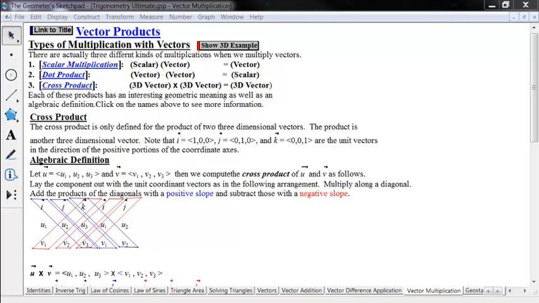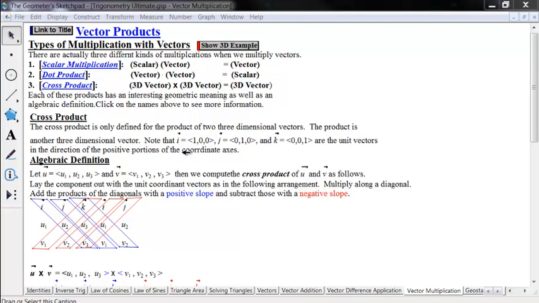Now, the first thing I want to talk about is these unit vectors. The vector i is the vector 1, 0, 0, j is 0, 1, 0, and k is 0, 0, 1. So they point along the positive parts of the x, y, and z axes, respectively. And they have length 1, so they're called unit direction vectors.